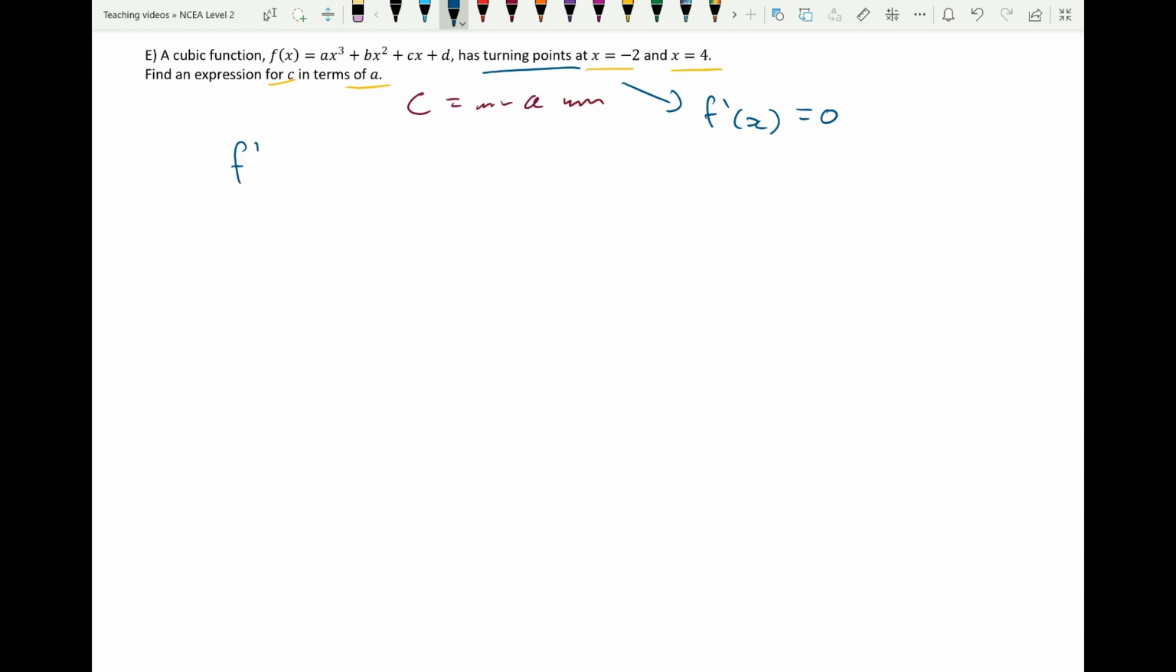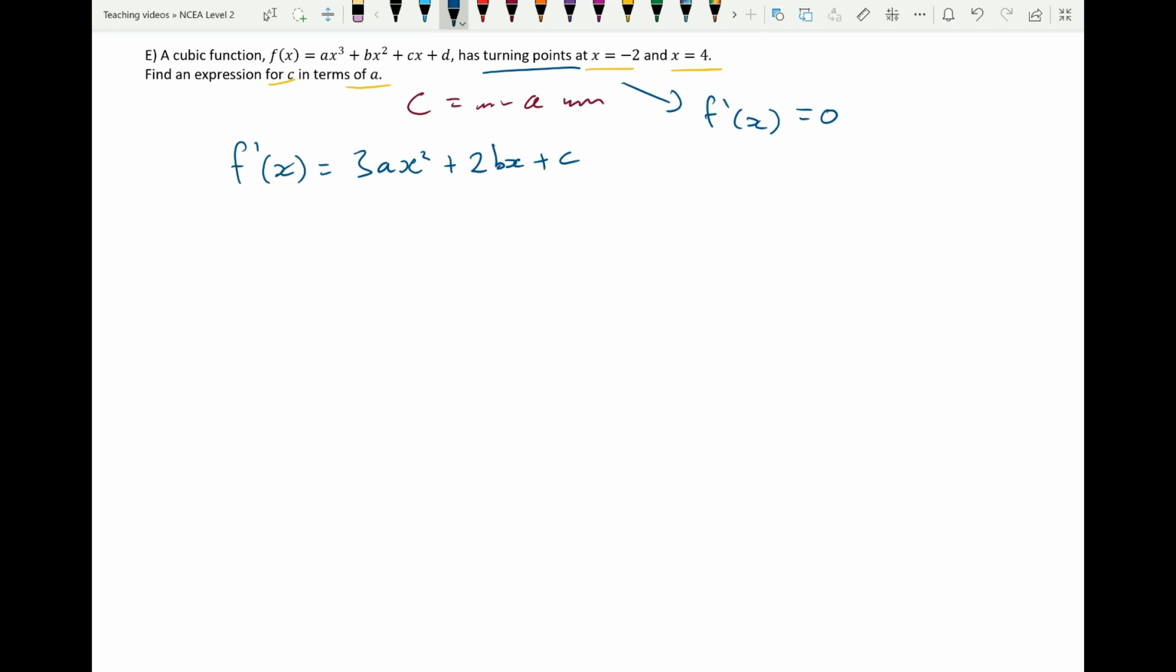Okay, so let's differentiate. So f'(x) = 3ax² + 2bx + c. So notice that nothing really happened with the a's, b's, and c's. We're differentiating with respect to x, so the a, b, and c stay the same. Remember, they are just numbers that we don't know.